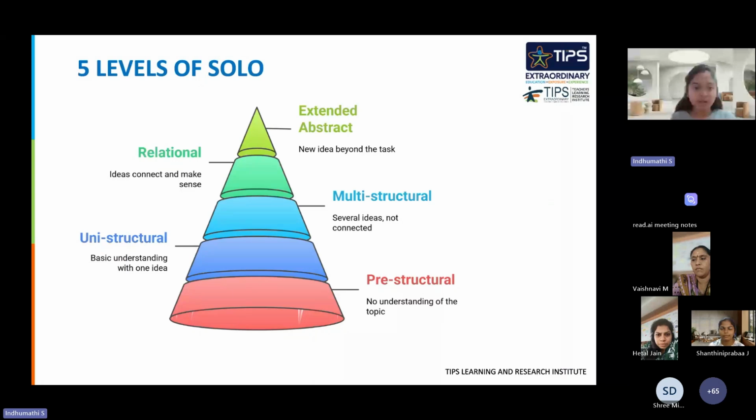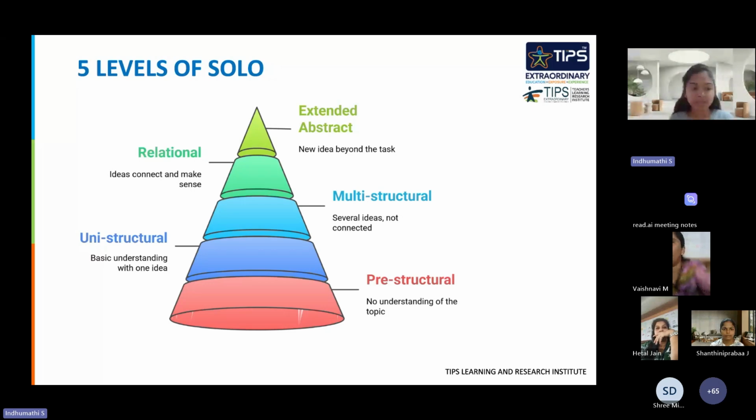So what is the pre-structural level? At the pre-structural level, the child does not have any understanding of the particular topic. So here the learning is missing. The learner has no relevant idea of the topic. And the learner shows confusion. They give us irrelevant responses and they cannot recall or identify, they cannot connect to the task. So that is the pre-structural level.